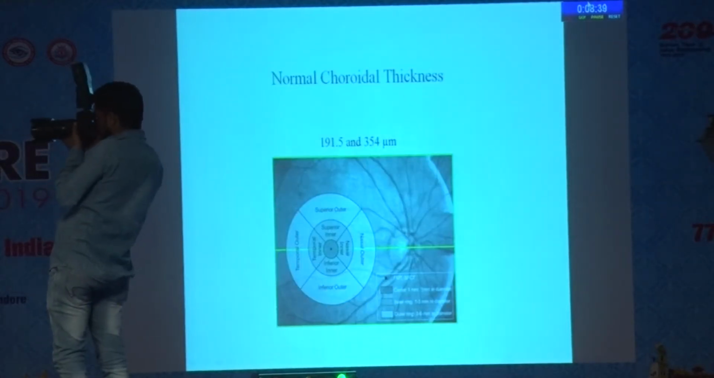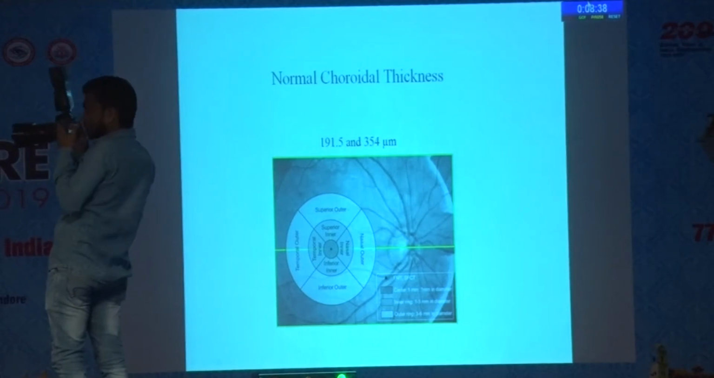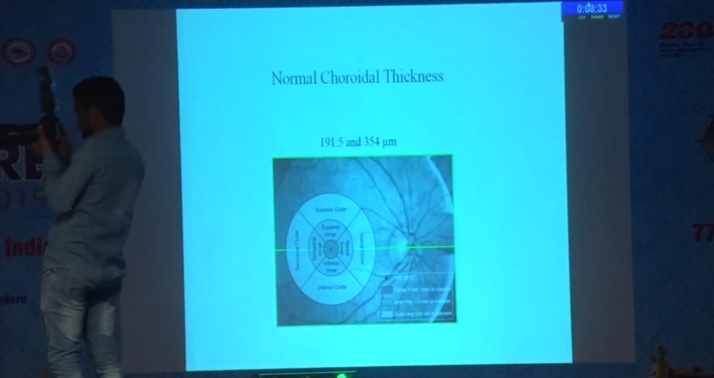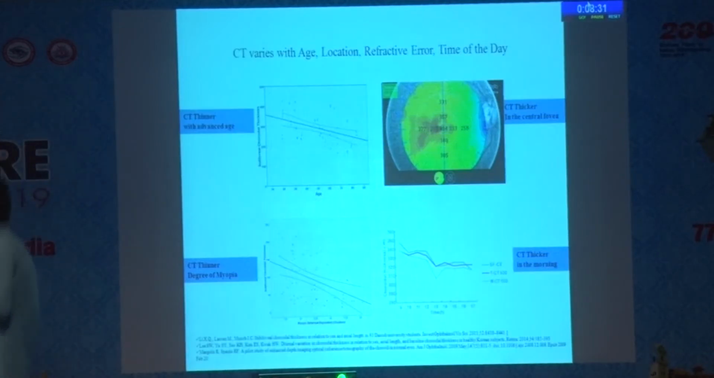The normal choroidal thickness is 191.5 up to 354. You can see that's a wide range. Why is that wide range? Because the choroid varies with a lot of factors. For example, it varies with advancing age, it varies with myopia, it varies even within a day. So that is the reason that you see quite a variability.